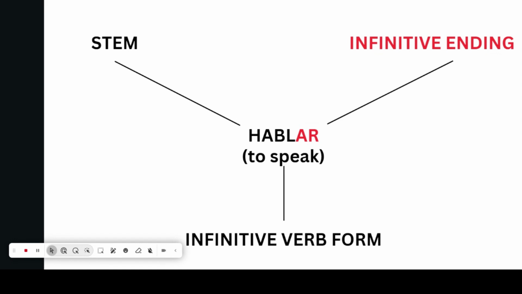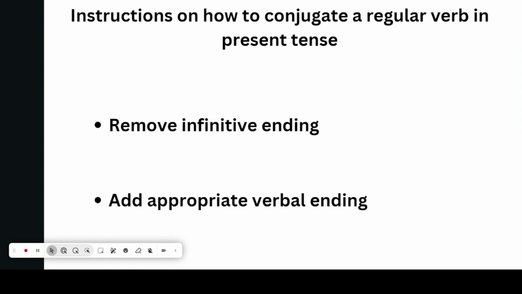So now that we understand a verb and its parts, let's see how we can use that to our advantage to conjugate. Here are the instructions on how you can conjugate a regular verb in the present tense. The first step is to remove the infinitive ending, and the second step is to add the appropriate verbal ending. We just learned about infinitive endings. We're now going to learn what verbal endings are.